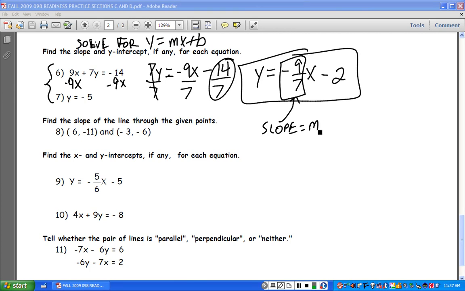That's our slope, -9 over 7. And our y-intercept, which is our b, is that -2. So there are the answers to problem number 6.